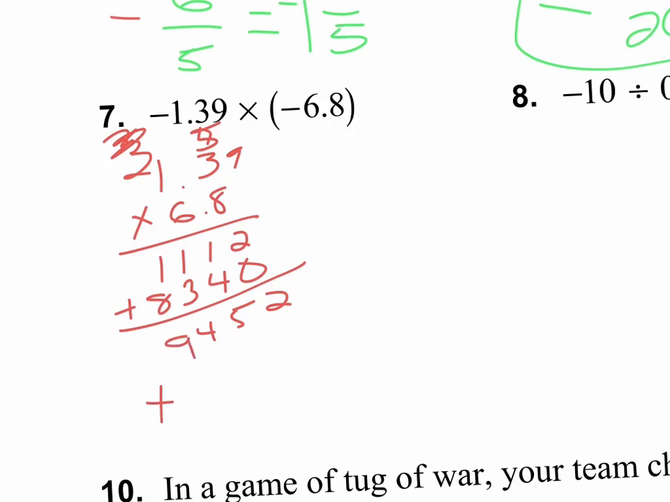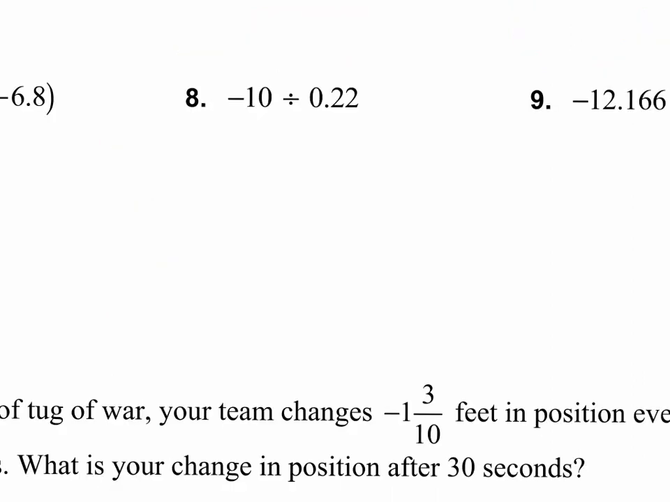Then we see how many numbers are behind the decimal to decide how many places we go back. So I have 8 behind the decimal, and 3 and 9 are behind the decimal. So I have 3 numbers behind the decimal, so I start here and I move it over 3 places. So my answer would be 9.452.